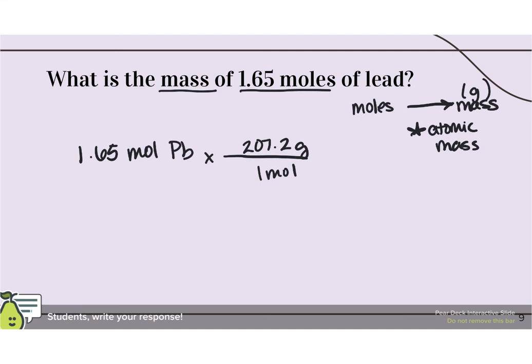Why didn't I use Avogadro's number here? Well, I didn't need to, because I'm starting with moles, I'm starting in the middle, and I'm converting it into mass. So there's no need for me to use Avogadro's number here because it's just not necessary. I'm not working with any atoms at all. Starting with moles, going to mass. So moles crosses out, grams are left behind. The answer here is 342. Oh my heavens. 342 grams.